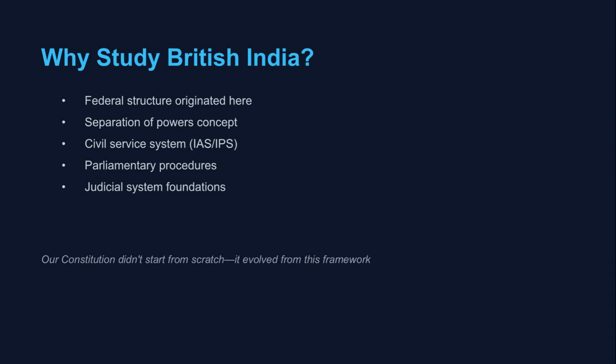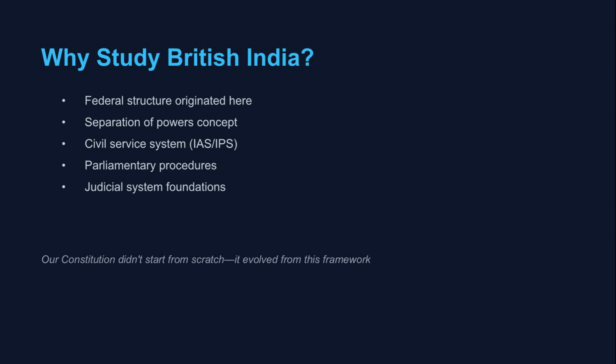You might wonder, why study British colonial laws? The answer is simple yet profound. Our constitution didn't emerge from a blank slate. Instead, it evolved from and responded to the institutions created during British rule. The federal structure we have today, with powers divided between centre and states, was first proposed in the 1935 Act. The concept of separation of powers, where executive and legislative functions are distinct, originated from the Charter Act of 1853.